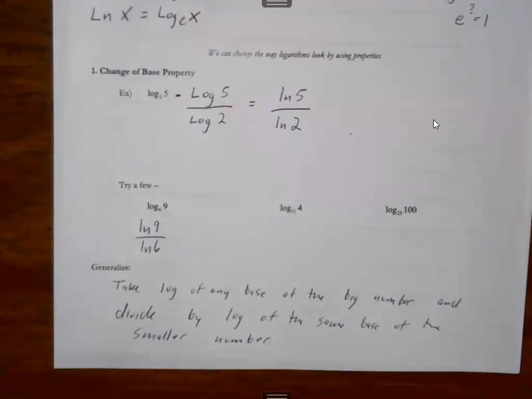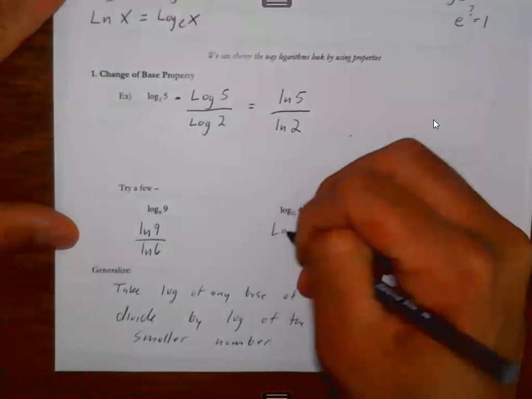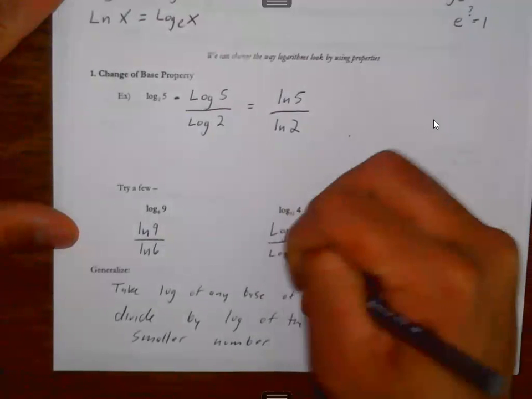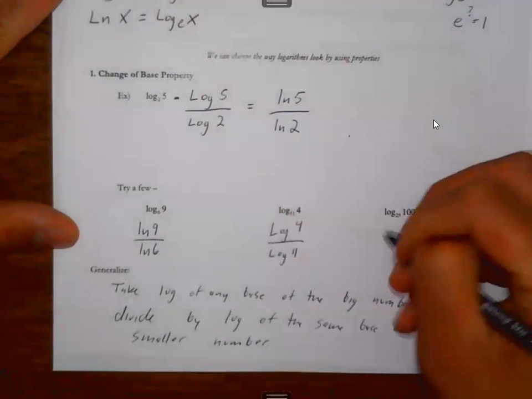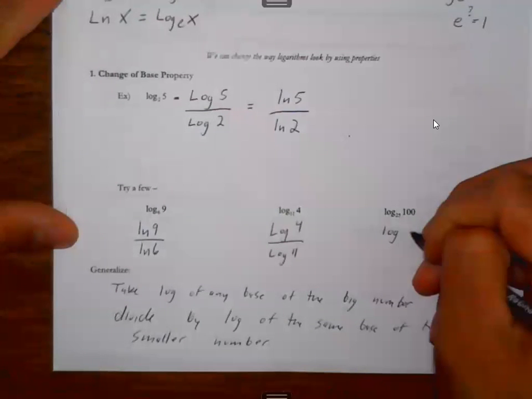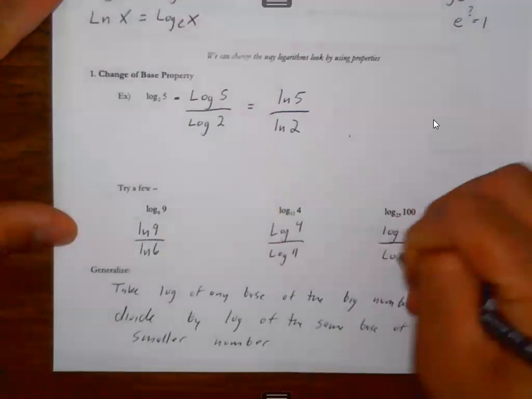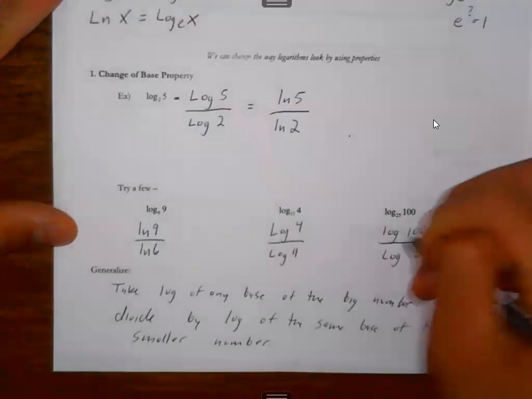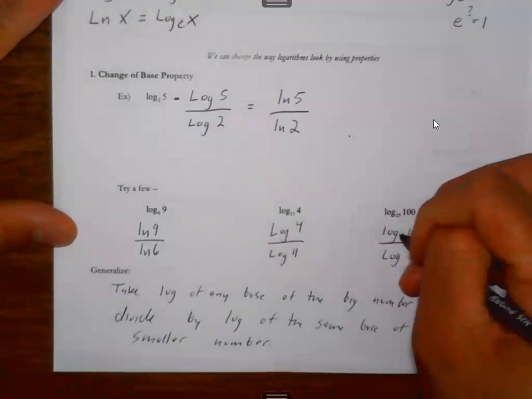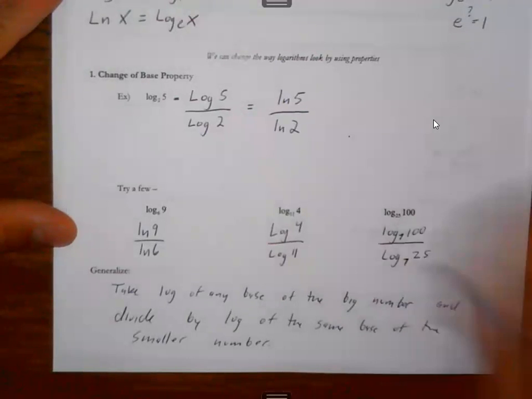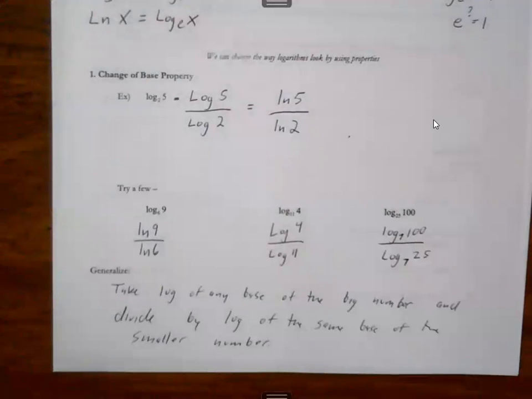All right. Yeah, so for this one, you could do log of 4 divided by log of 11. Here you could do log of 100 divided by log of 25. And you can make this a different base too. You could do the log base 7 of 100 divided by the log base 7 of 25. Any base you want, just gotta be the same one. Log of big divided by log of small.